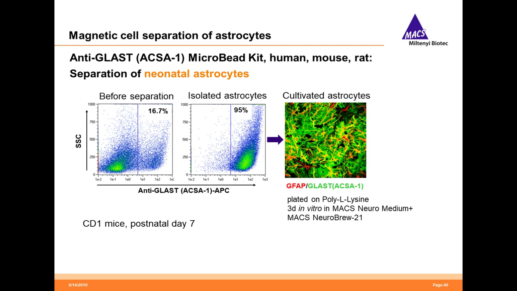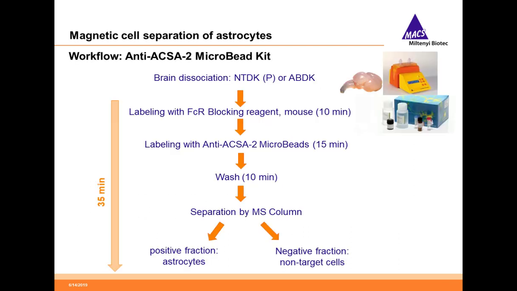Here you see an example for such a separation. Before the separation, we detected a percentage of around 17% of GLAST-positive astrocytes, which were enriched to a high percentage of 95% after the separation. And then these isolated astrocytes can also be cultivated, which is shown here after 3 days in vitro. A staining with the GFAP and GLAST antibody was performed, and you see that you have a nice dense layer of pure astrocytes.